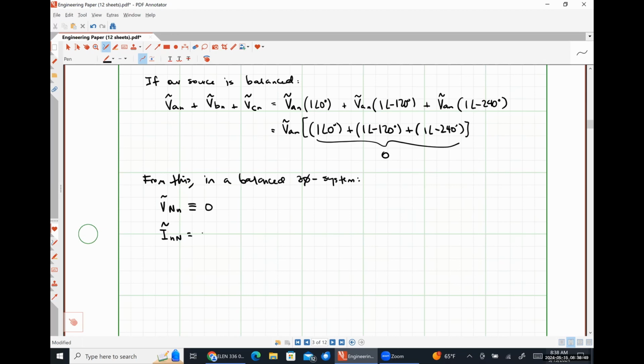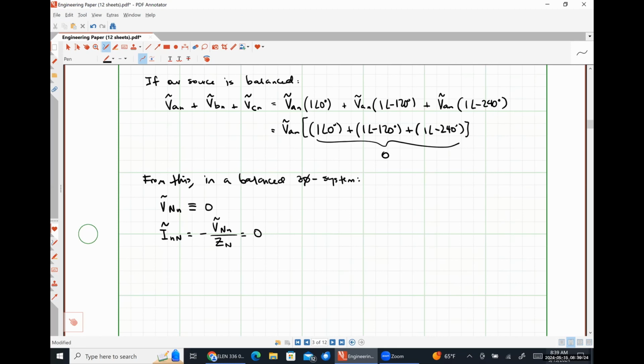Okay. We can also look at something interesting here, which would be the current flowing through our neutral conductor, which we defined a while ago to be negative VNN divided by ZN. So how much current flows through our neutral conductor in a balanced three-phase system? Also 0. So this is a pretty interesting result, okay? So the voltage drop across our neutral conductor is 0, and the current flowing through our neutral conductor is 0.